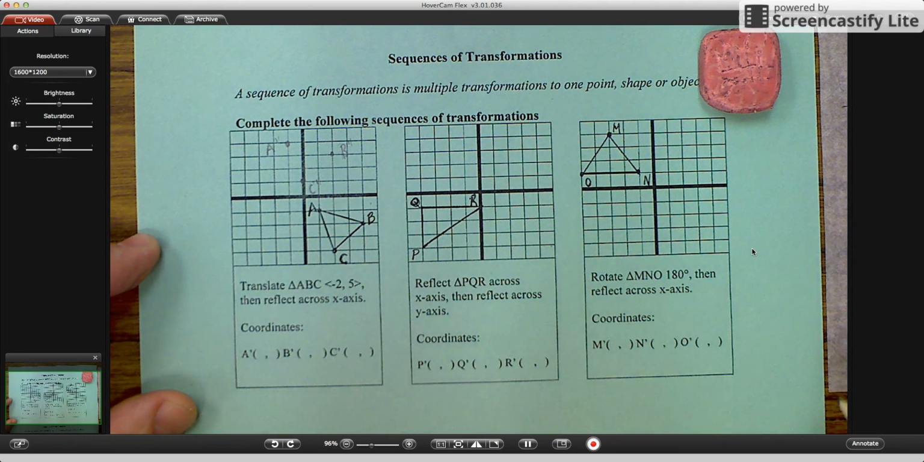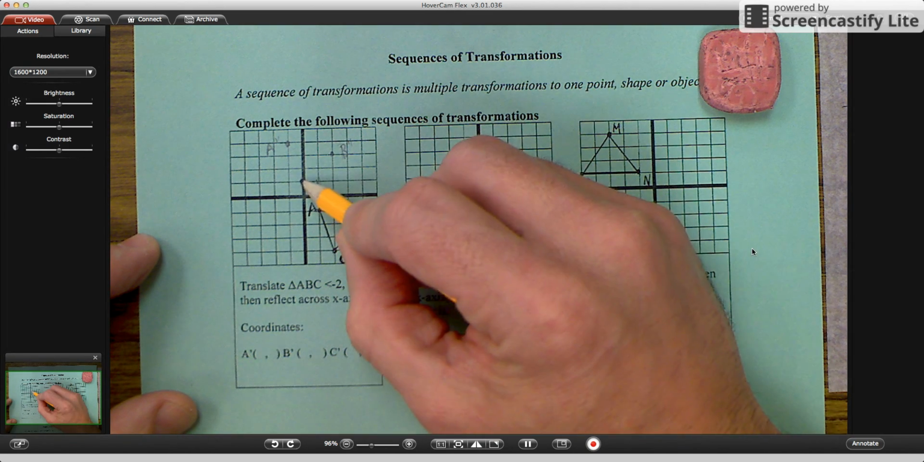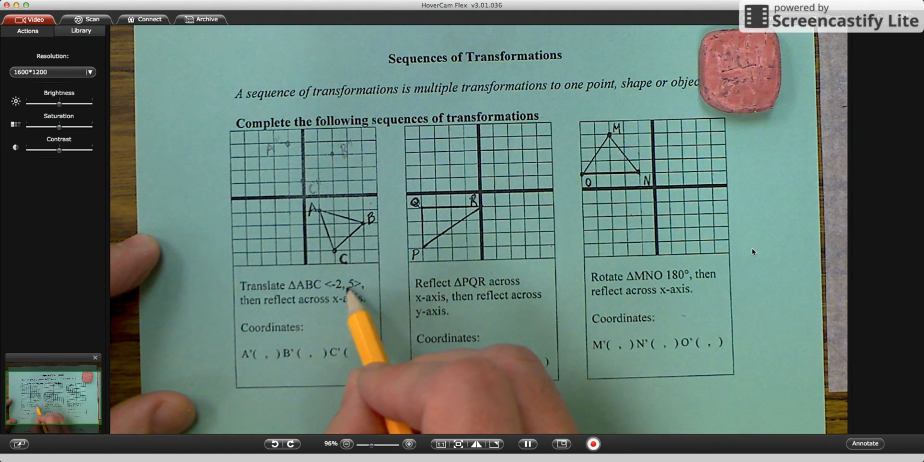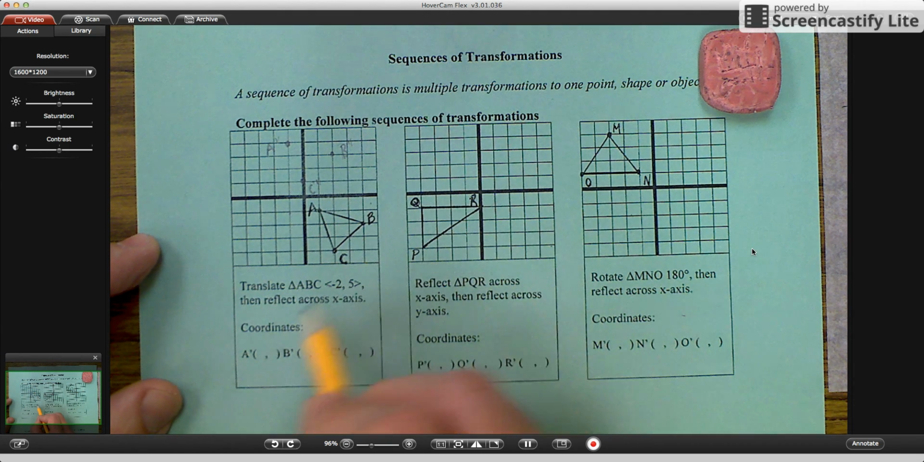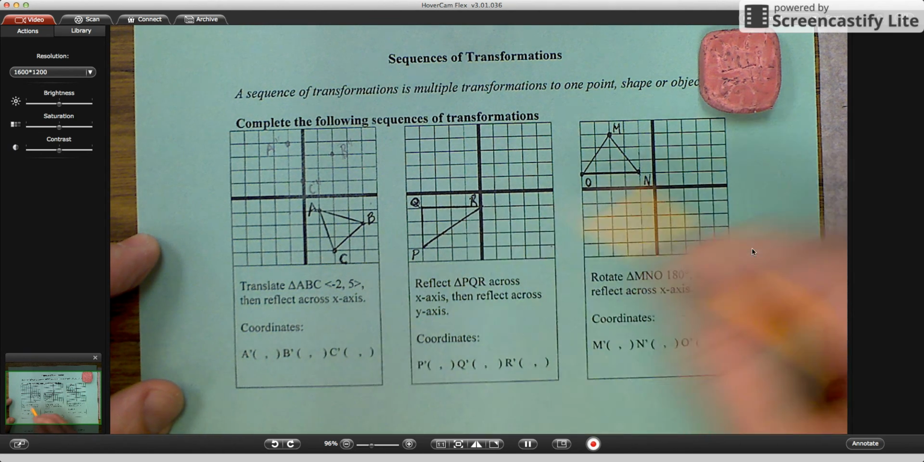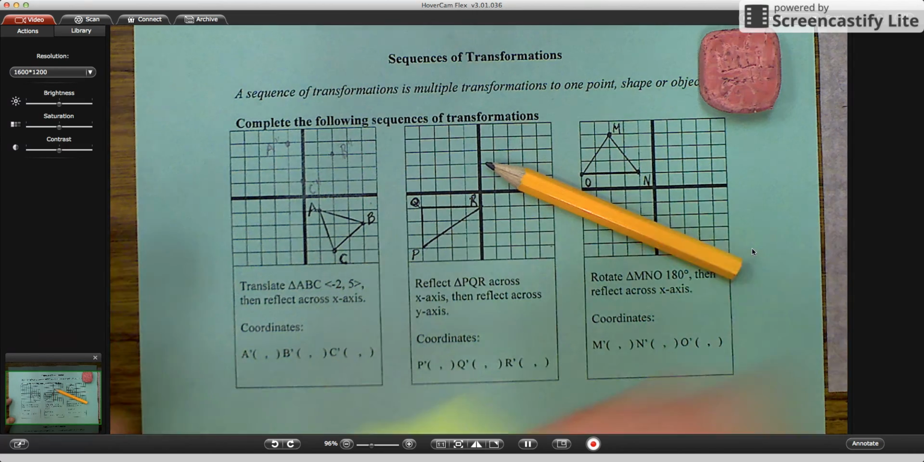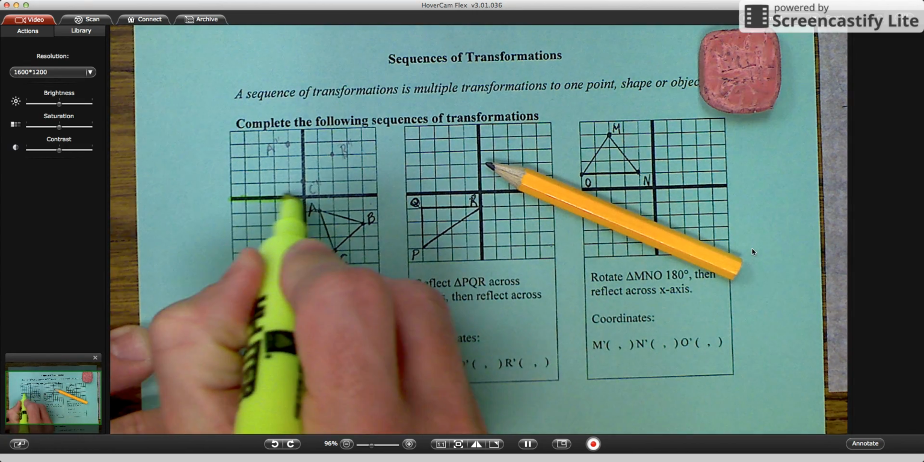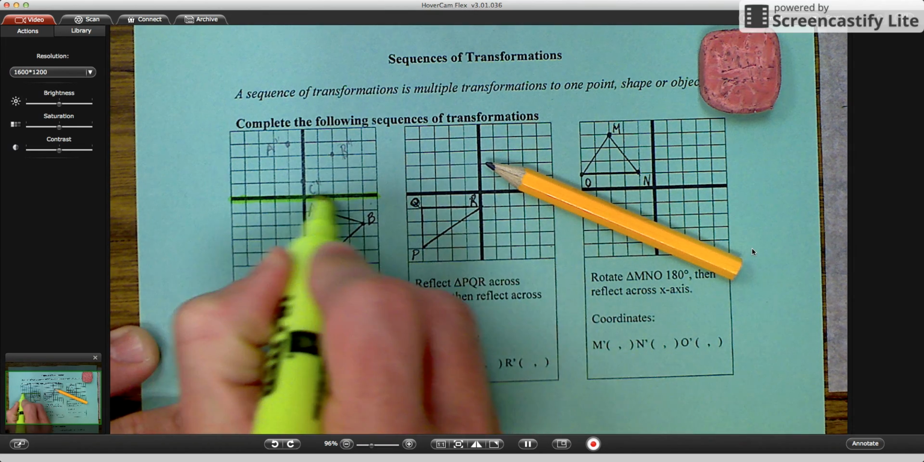Now, this would be our shape if we only had to translate it by a vector of -2, 5. But it says to reflect across the x-axis. So we have to find out which one is our line of reflection, and I'm going to highlight it. Oh, get a highlighter too. I'm going to highlight the line of reflection, which is our x-axis.